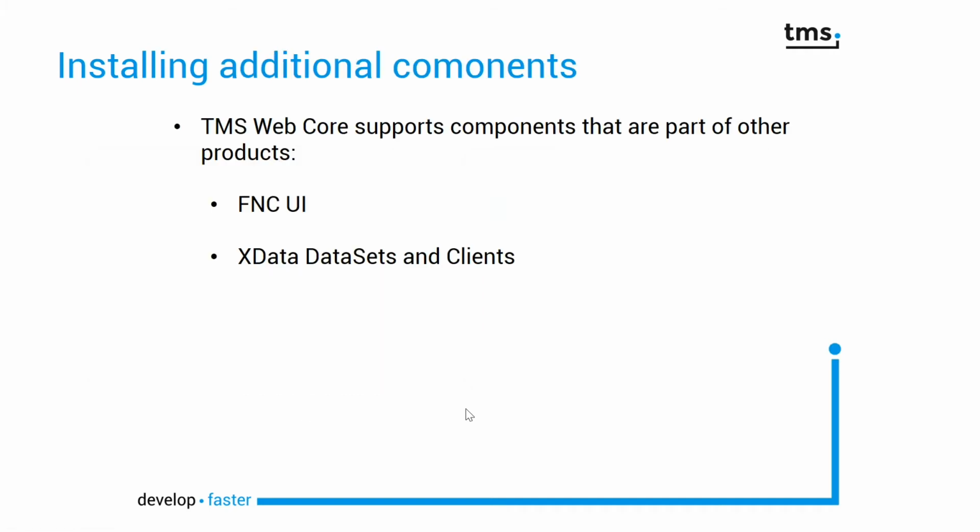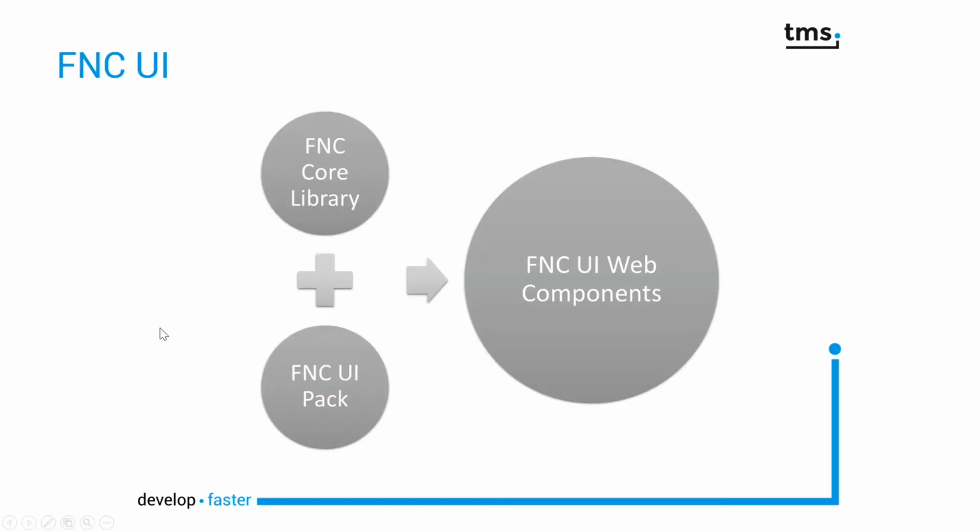Furthermore, TMS WEB Core supports integration of components, web components to be precise, of other products from TMS. For example, right now, FNC UI and XData datasets and clients. You have to install those products in order to see the components in the tool palette. Furthermore, in order to see the components for FNC UI, you will have to install the FNC Core library and the FNC UI pack. Then the FNC UI web components will show up in your IDE as soon as you launch the next web project.